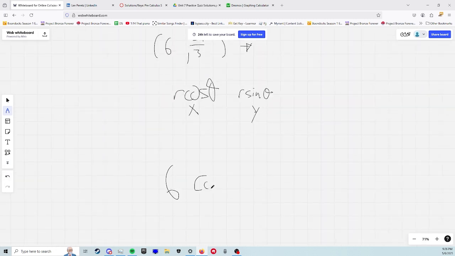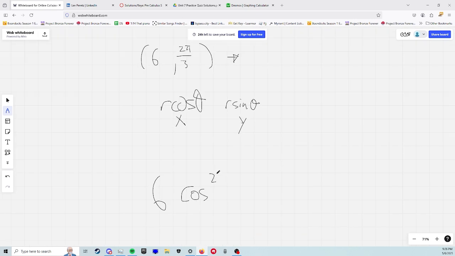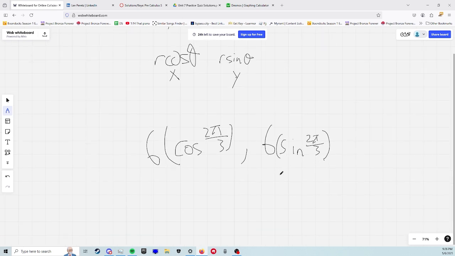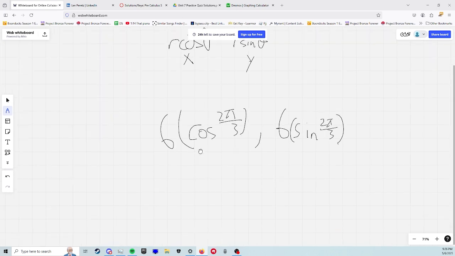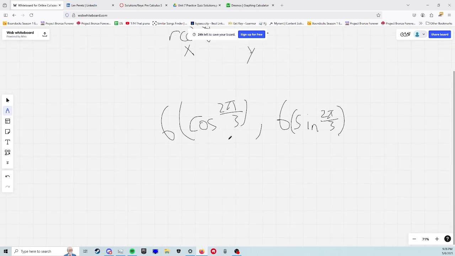So 6 cosine 2 pi over 3, so this is our x coordinate, and our y coordinate is 6 times sine. You always want to solve this first, okay? If it helps, put parentheses around it. We're going to be using our unit circle for this. So we'll start with cosine of 2 pi over 3, which looks like this over here.